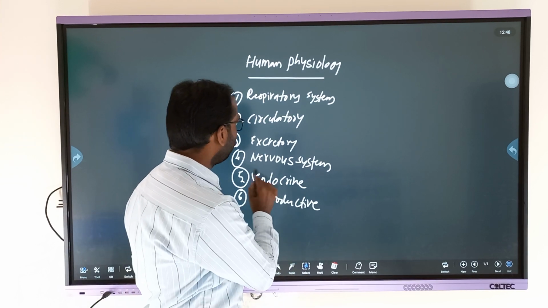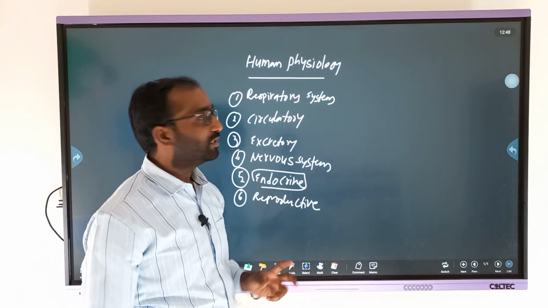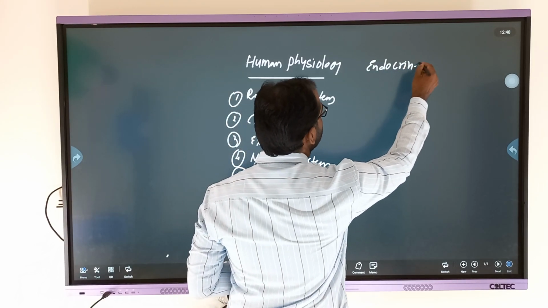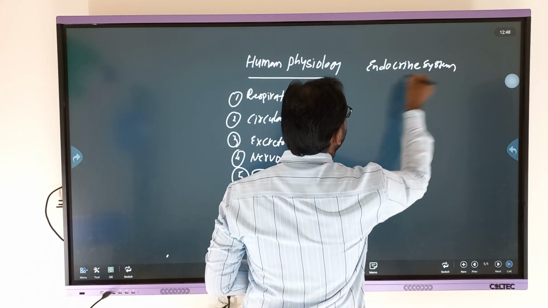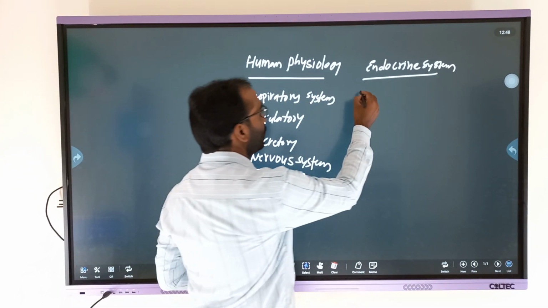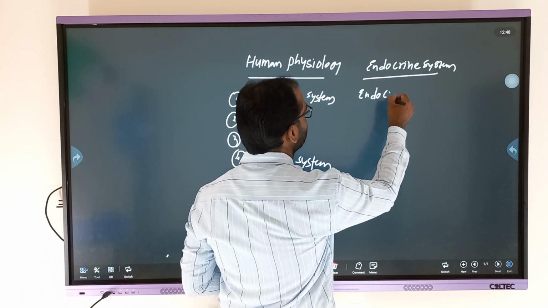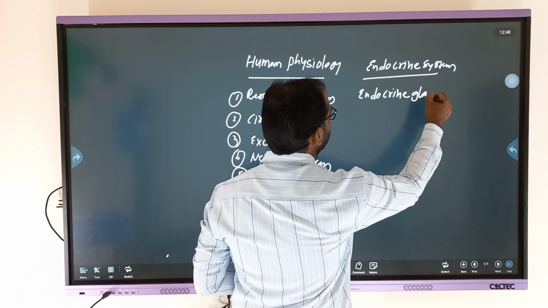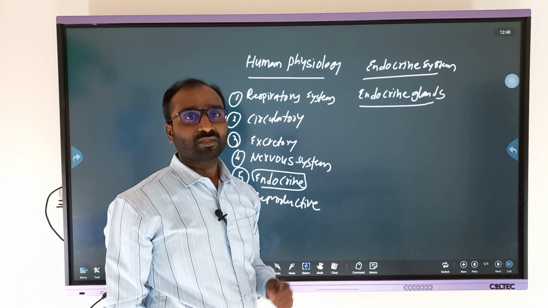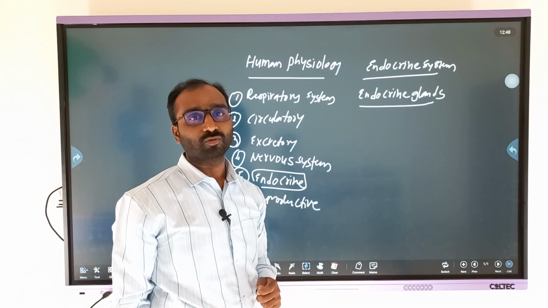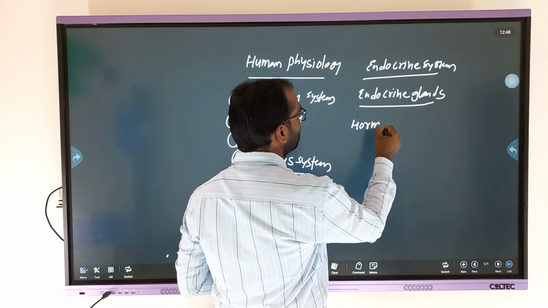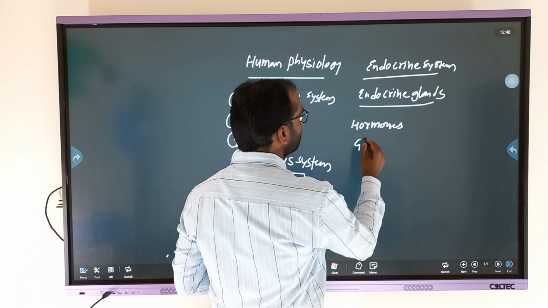Then if you go with that endocrine system, what do you mean by endocrine system? Endocrine system, which includes endocrine glands. What do you mean by endocrine glands? Endocrine glands are the glands which produce hormones. Here we need to focus on what we mean by hormone and glands.